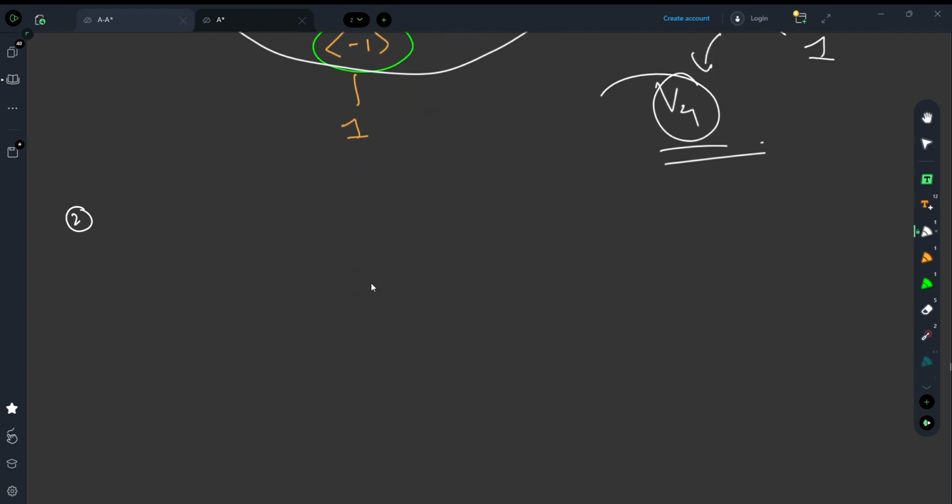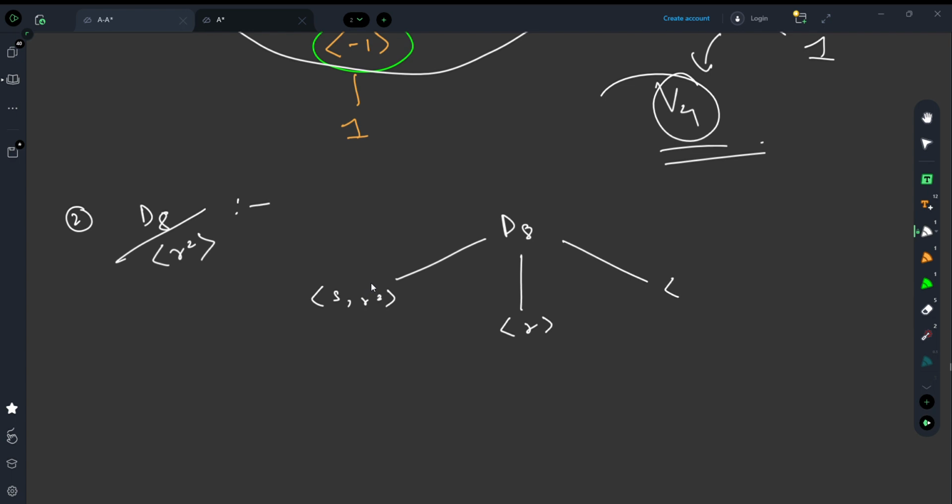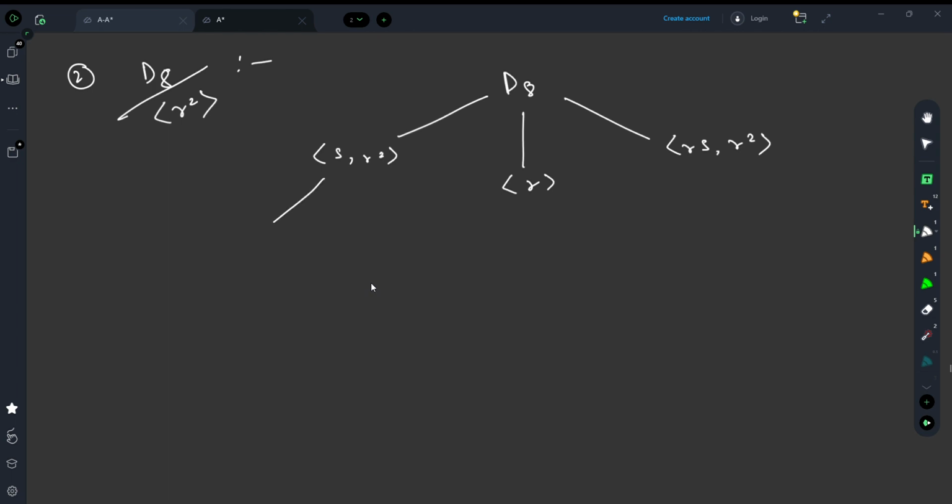Right. Let us consider one more example. Consider D8 mod the subgroup generated by R squared. What is the lattice of D8? The lattice of D8 is quite a bit complicated. So you have S R squared here, then you have R here, you have RS R squared here, correct? Then SR squared, this breaks down into 3 ones, this breaks down into 1, this again breaks down into 3.